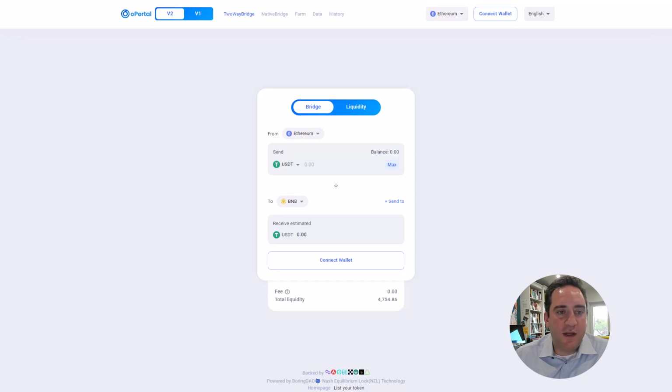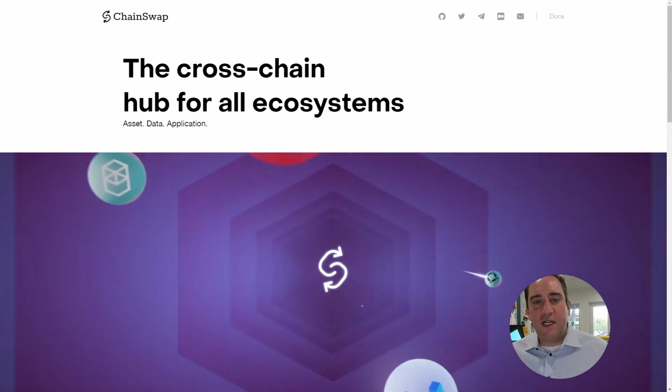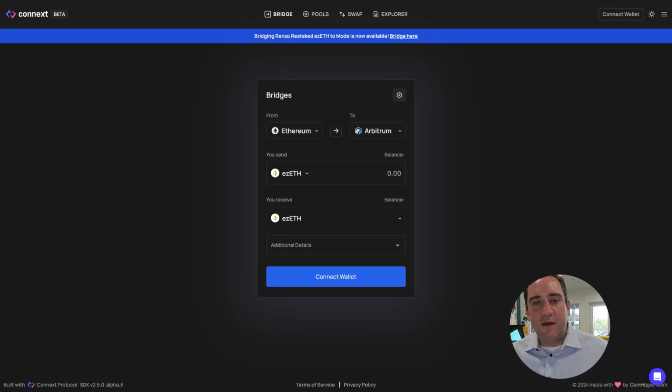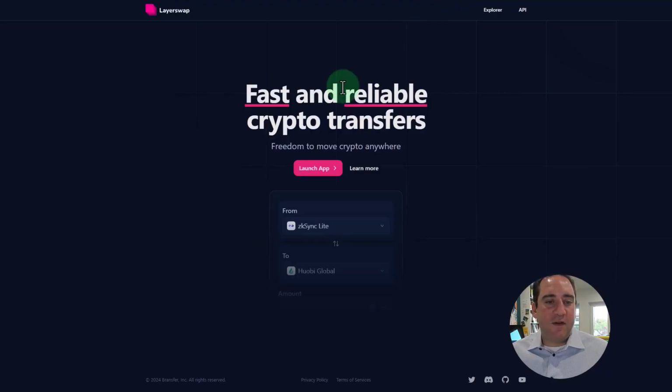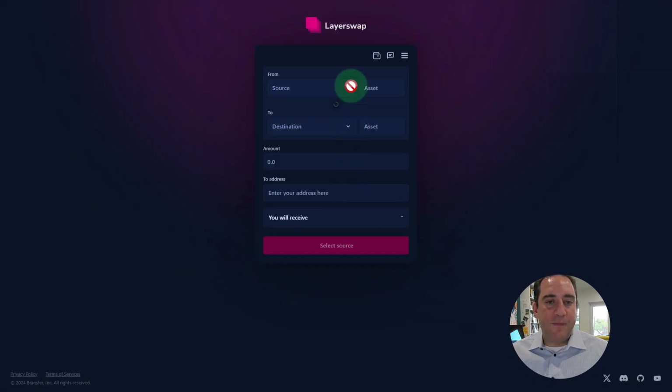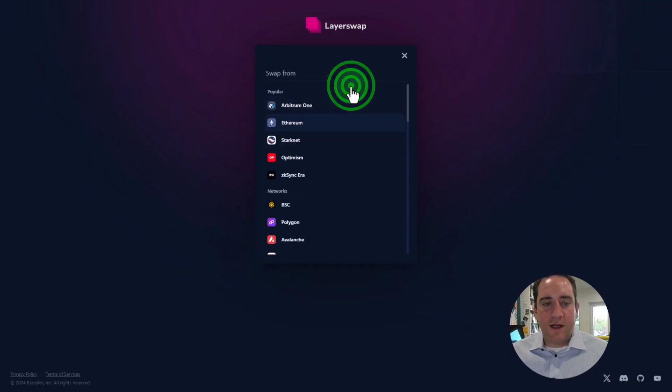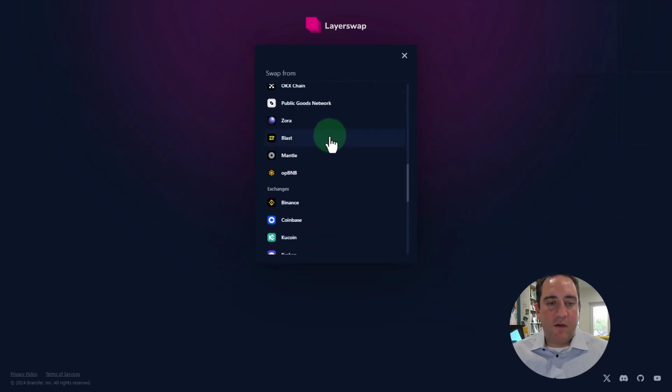Other options are the O Portal. This is limited, but at one time or another, it was okay. And then ChainSwap, and then Connext we reviewed. Layerswap is another potentially powerful one that has zkSync compatibility, which is not actually widely available yet, and is compatible with Starknet. And Zora.